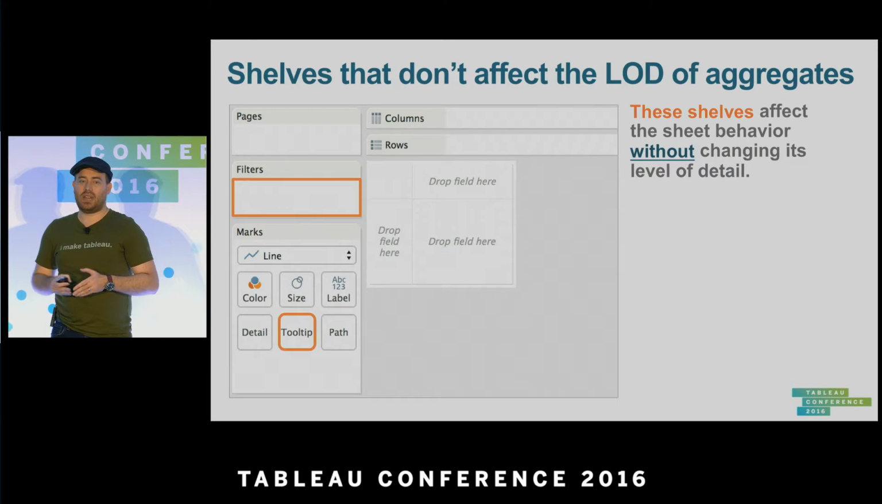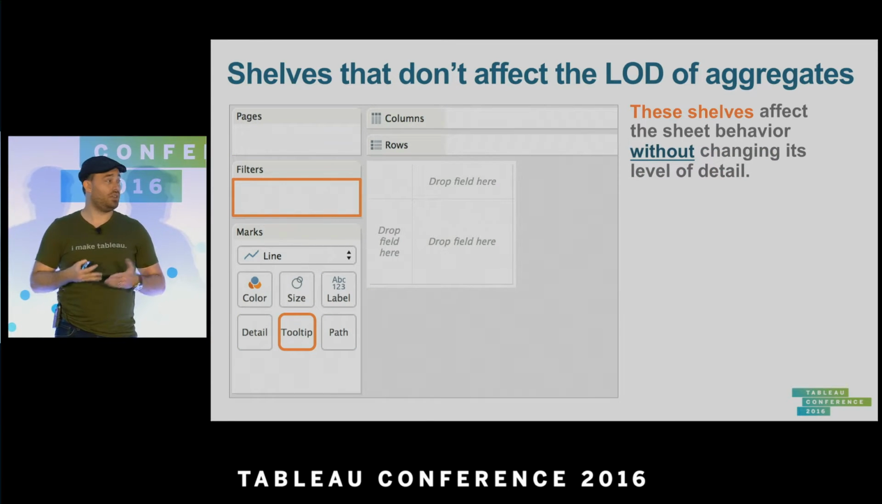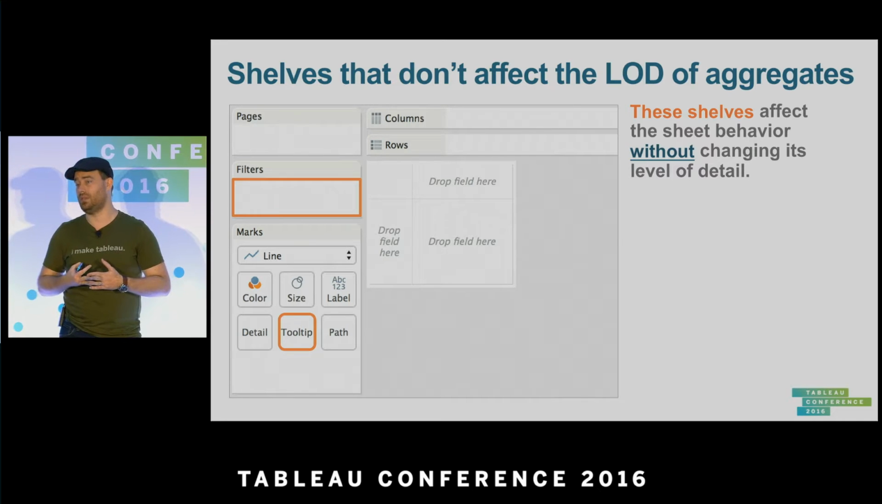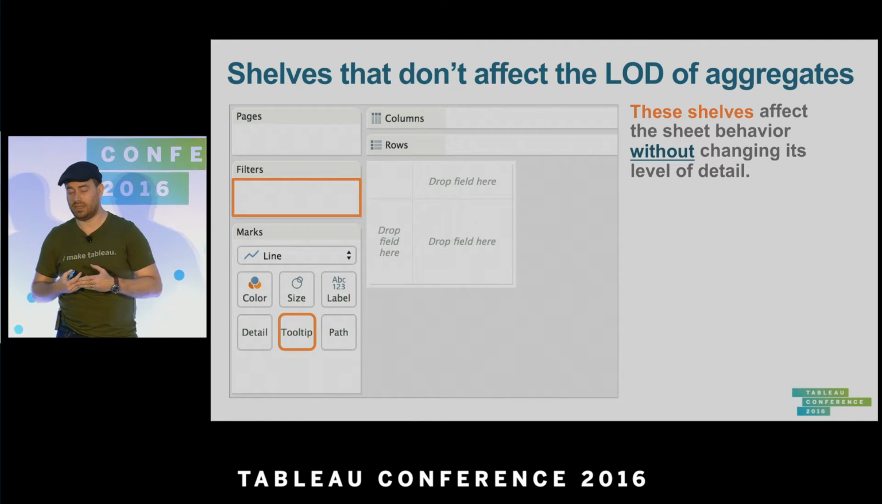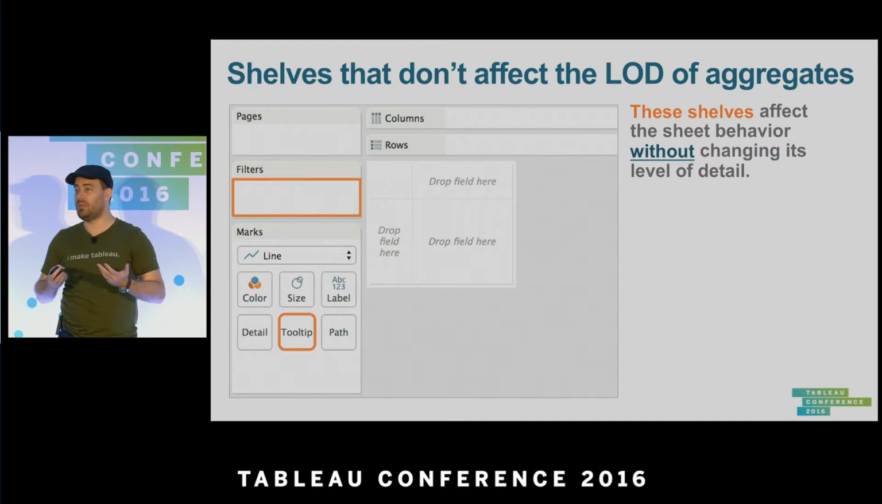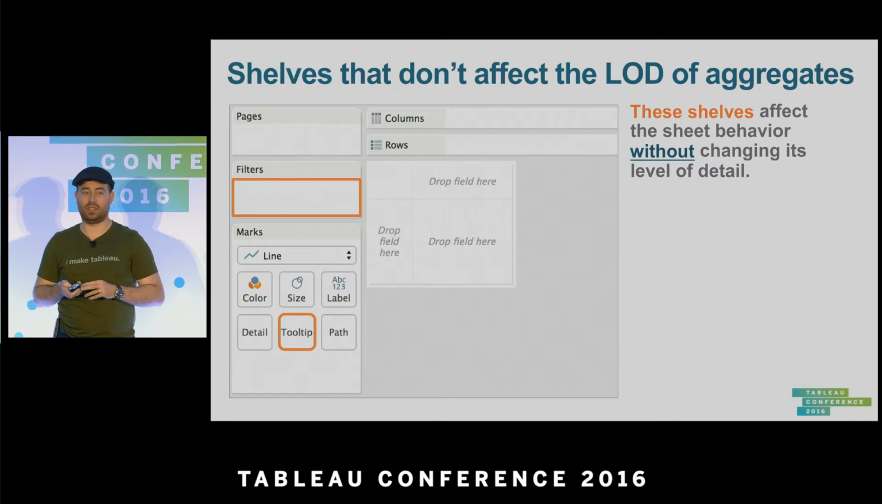And here are the shelves that have no effect on LOD. They do change the results because they, for example, filter out data. Your numbers will be different, but they don't change the number of marks and the granularity. Tooltip is a special case. If you drag a dimension there, it will automatically convert it into an attribute, which is a measure. Hence, it has no effect on the level of detail of your view.